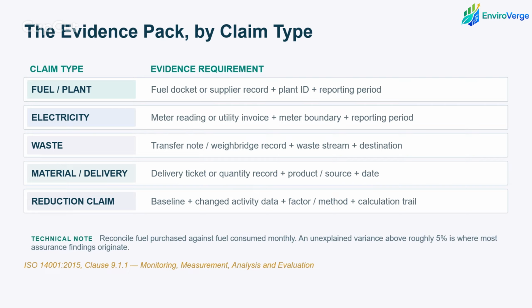One more thing. Reconcile fuel purchased against fuel consumed every month. An unexplained variance above roughly 5% is where most assurance findings start.